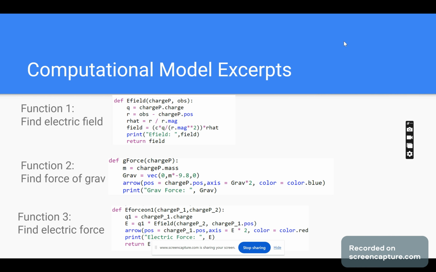And so these are some excerpts from my computational model. These are the three functions that I created. The first one finds the electric field using Coulomb's law, where we calculated R hat and Q, so that way we were able to find the vector form of the electric field. The second one is Physics 1 concepts, just calculating the vector gravity force. And then function three was going to put that together and find the force of the first charged tape on the second charged tape, just using Coulomb's law.